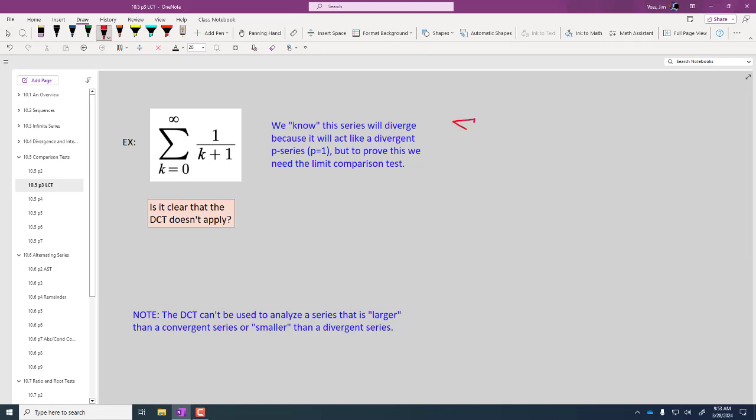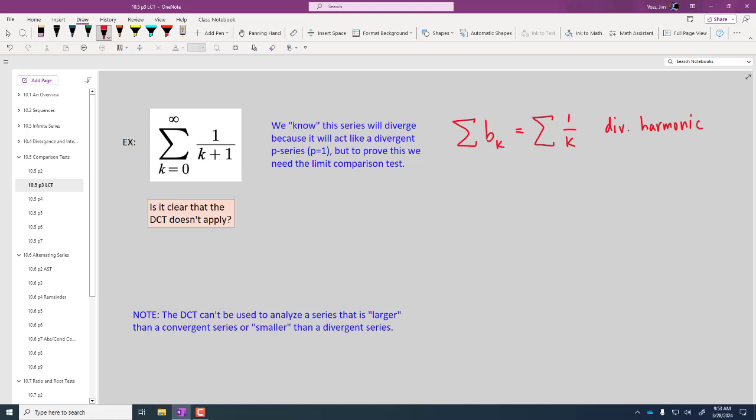We suspect that this series diverges because it just looks like a slightly tweaked harmonic. Adding the 1 in the denominator isn't going to change convergence or divergence. So the B sub k series that we're going to choose is the harmonic. We essentially erase anything that's insignificant. And you can say that this diverges because it's a divergent harmonic.